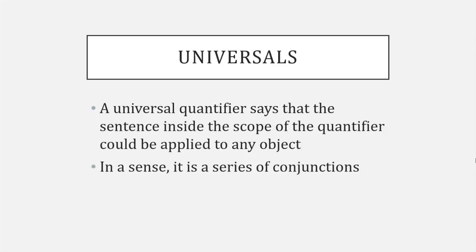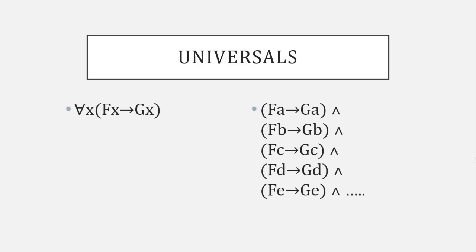So recall when I explained universals, I told you the following. I said a universal says that the sentence inside the scope of the quantifier could be applied to any object. So in a sense, the universal is true if a series of conjunctions are all true. So if I say for all x, Fx, there's a sense in which what that actually says is if Fa, then Ga, and if Fb, then Gb, and if Fc, then Gc, and so on for every single object in the universe. Recall that that's how I sort of explained how the universal quantifier works.